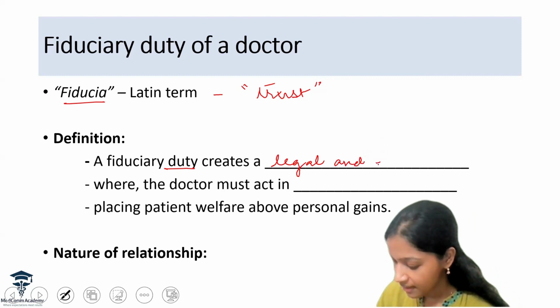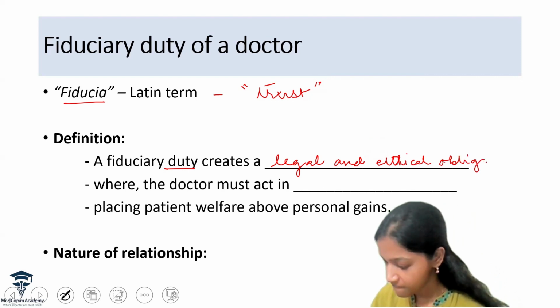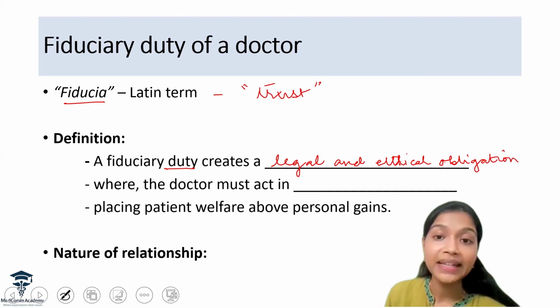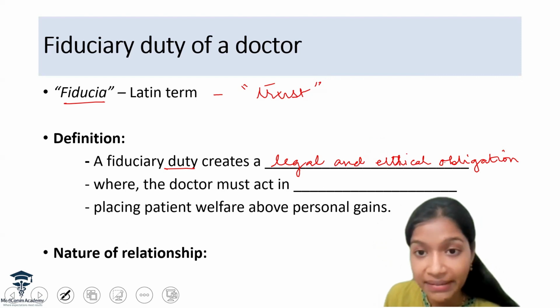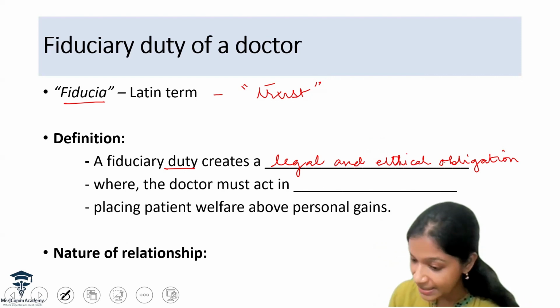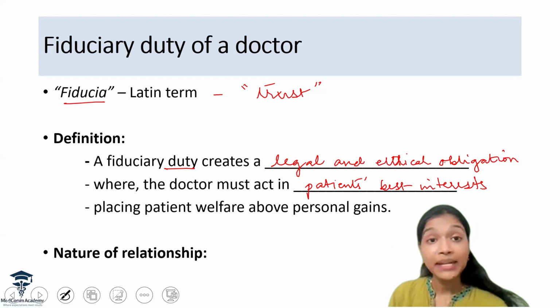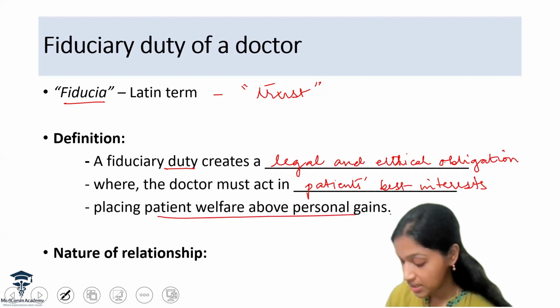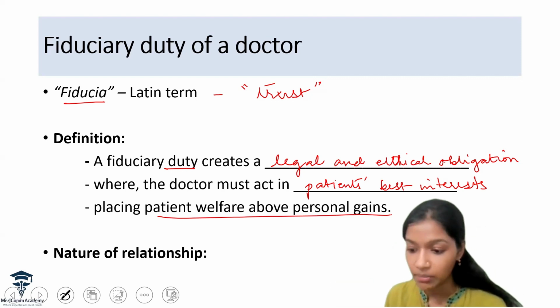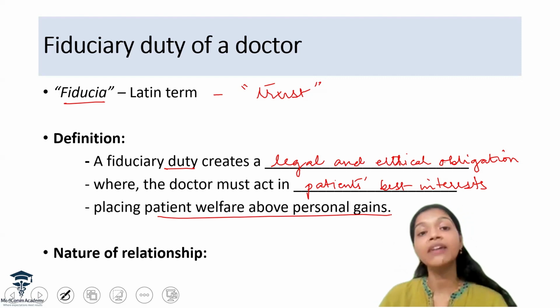ethical obligation. Legal and ethical obligation are the keywords which you need to mention. This is there in the definition: a legal and ethical obligation where the doctor must act in the patient's best interests by placing patient welfare above personal gains. So at least mention it's a legal and ethical obligation where the doctor acts in the patient's best interest, and it places the patient's welfare above his own personal gains.